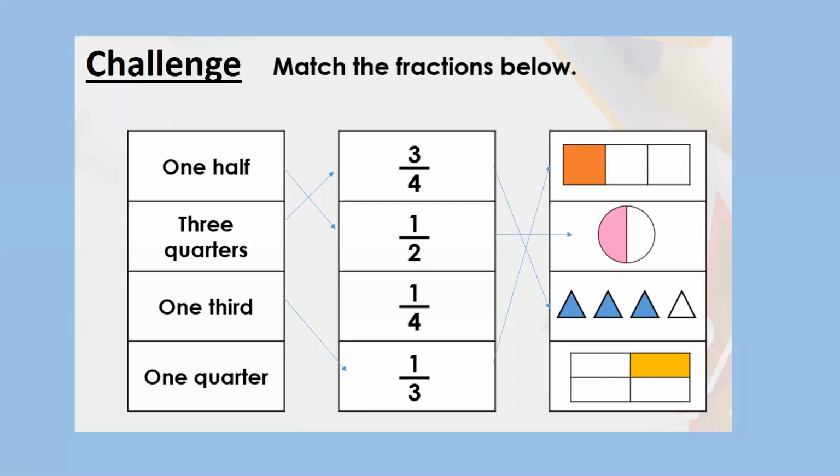And then my final one is 1/4, and again, quarter means 4. So it means I've got 1/4, so it links to my last fraction. And then the picture I know is correct because I've got 4 rectangles there and only 1 of them is shaded in, so it's 1 out of 4, or 1/4.